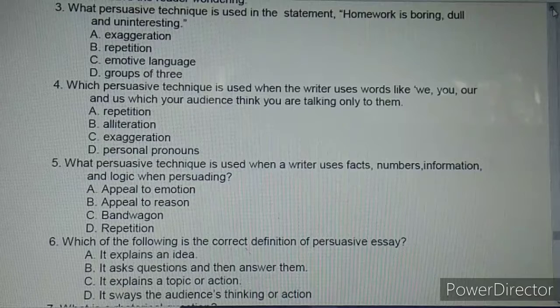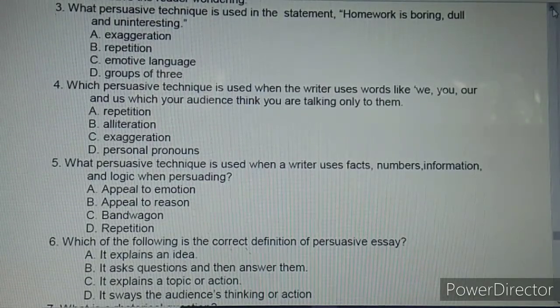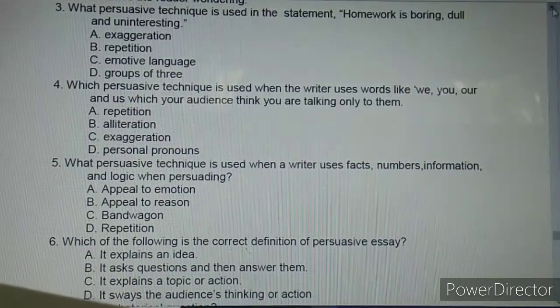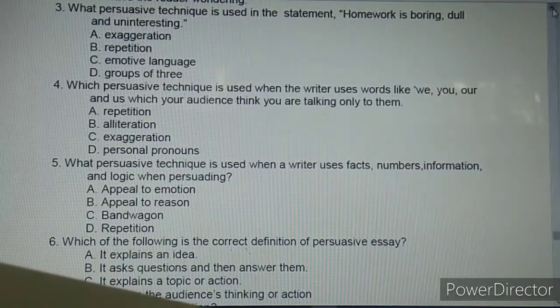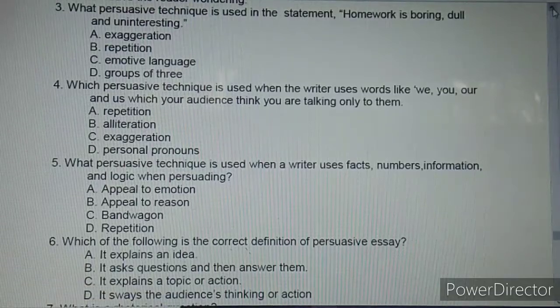Let's proceed to number 5. What persuasive technique is used when a writer uses facts, numbers, information, and logic when persuading? Letter A. Appeal to emotion. Letter B. Appeal to reason. Letter C. Bandwagon. Or letter D. Repetition. The correct answer for number 5 is letter B. Appeal to reason.